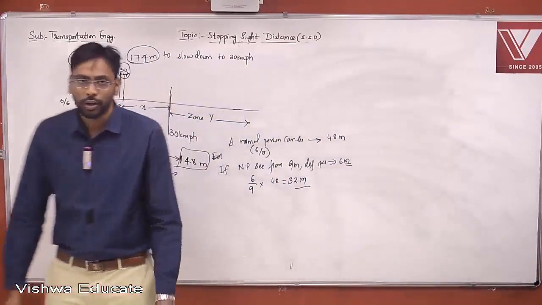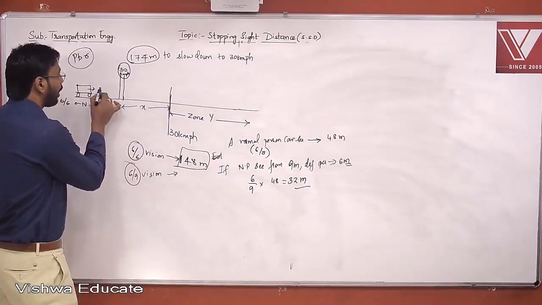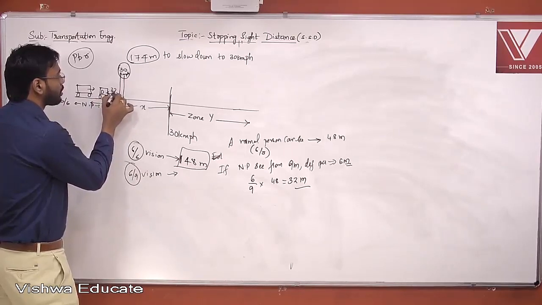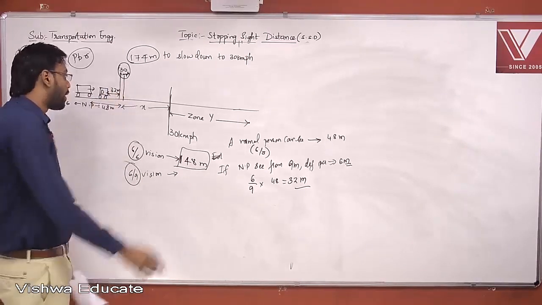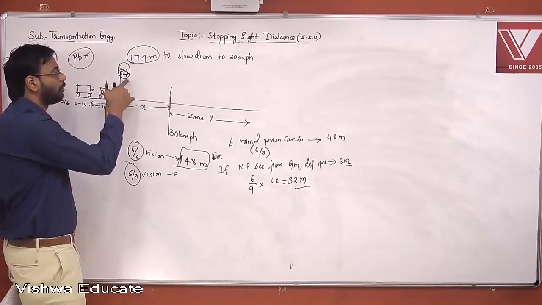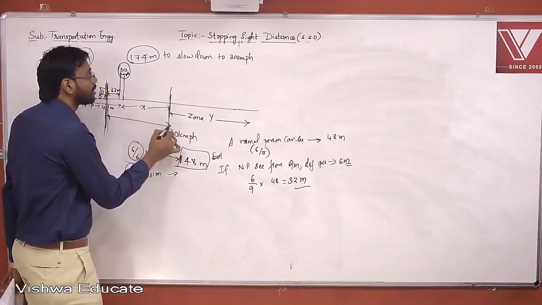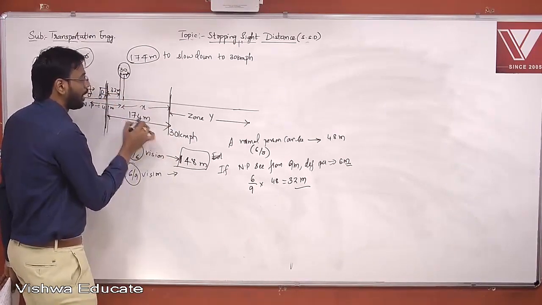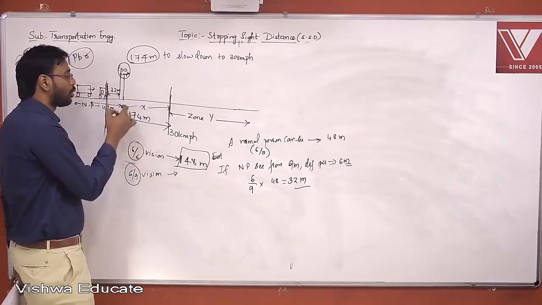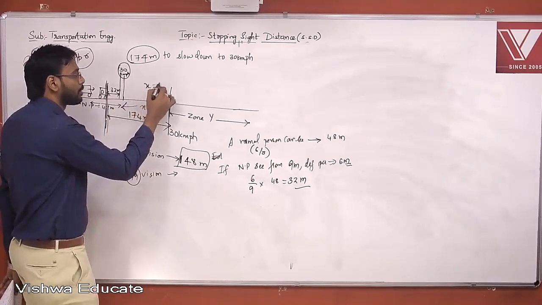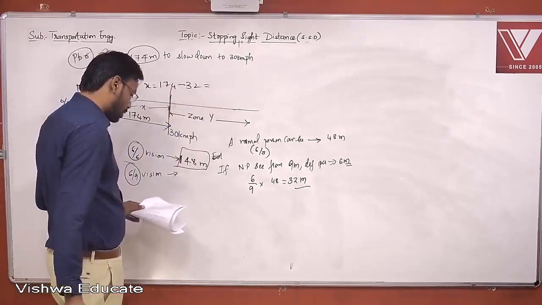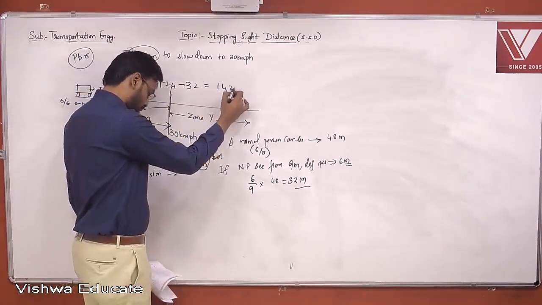So if this is my defective person, I can see this board from 32 meters, right? And once I have started seeing this board, I require 174 meters to slow down and come to 30 kmph. So what is my value of X? X is simply 174 minus 32 meters, which is nothing but 142 meters, right?